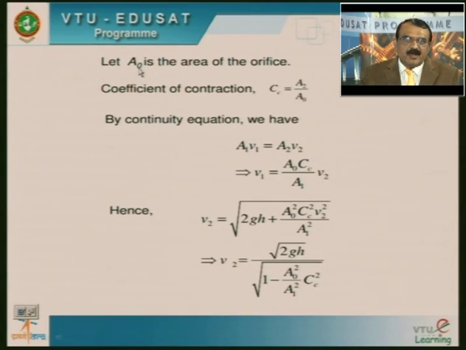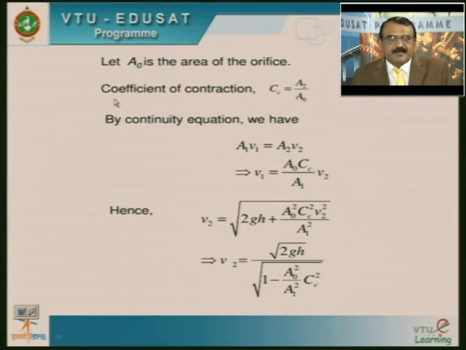Now at this stage we define A0. A0 is the area of the orifice. I said there is a circular opening at the center having a diameter d. If you calculate the area of that opening, that we represent as A0.